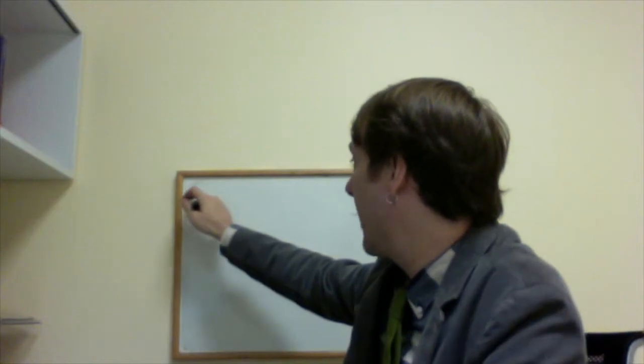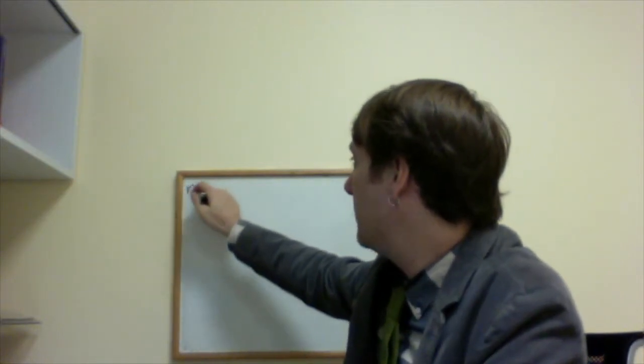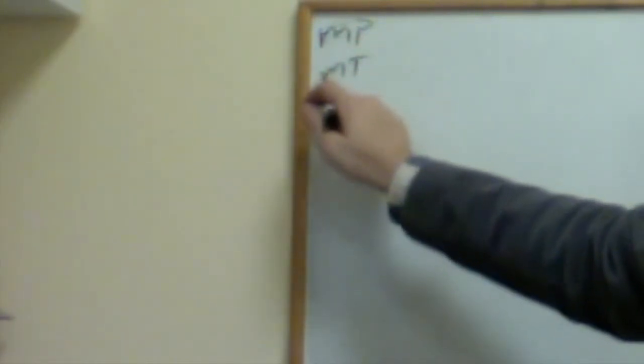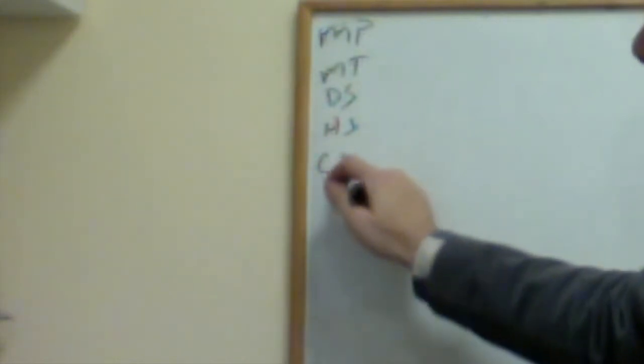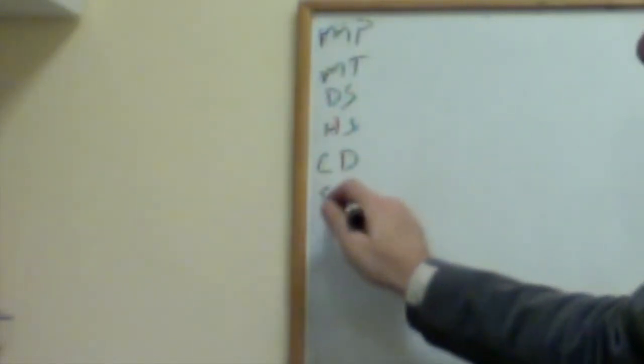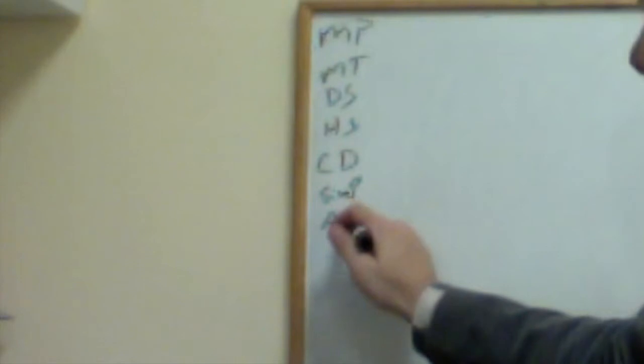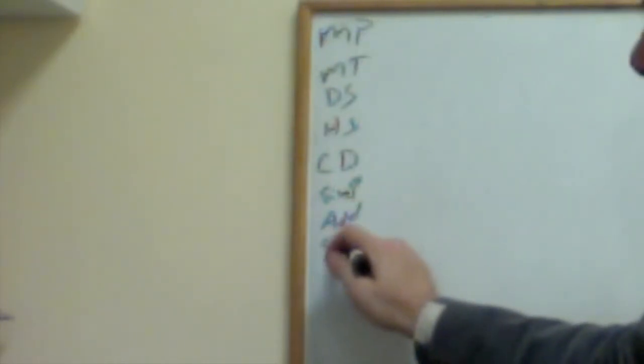So here is an example from the book. Now remember, I'm going to write our rules over here. So we have modus ponens, modus tollens, disjunctive syllogism and hypothetical syllogism, constructive dilemma, simplification, addition, and conjunction.